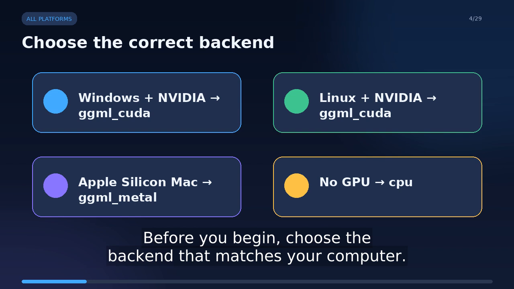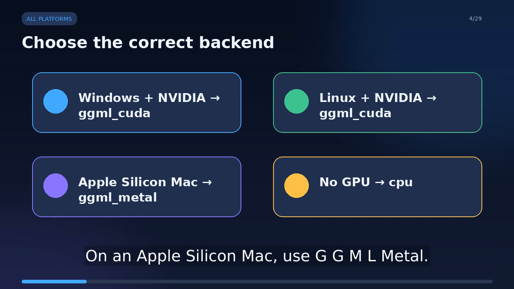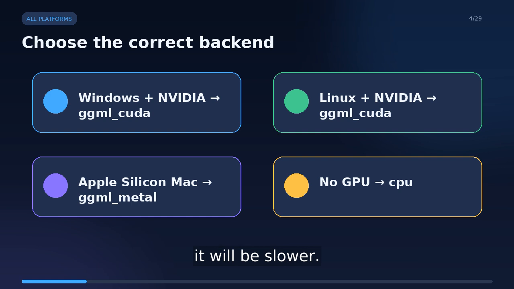Before you begin, choose the backend that matches your computer. On Windows or Linux with an NVIDIA card, use ggml-CUDA. On an Apple Silicon Mac, use ggml-metal. If you don't have the native build tools, there's also a managed CPU option, but it will be slower.